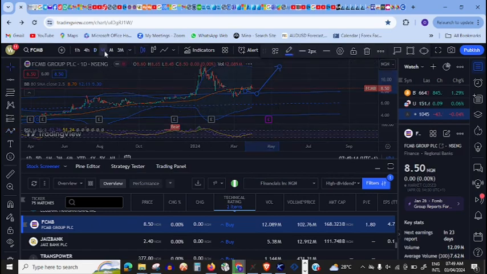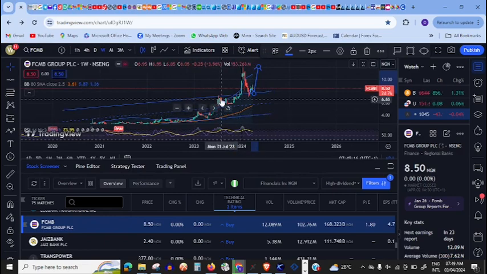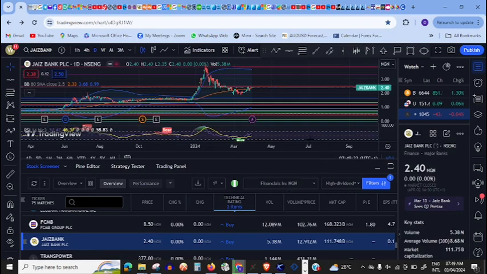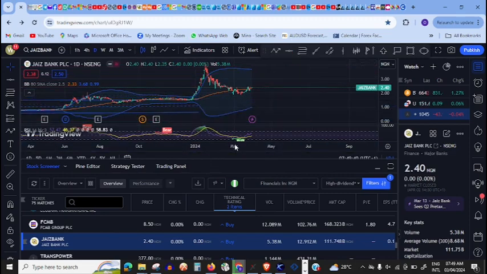So let me look at the weekly for this particular stock. Okay. So that's a good one too. I think there are opportunities for the banks this week. Okay, this one too, Chase Bank. A lot of opportunities in the banking sector.